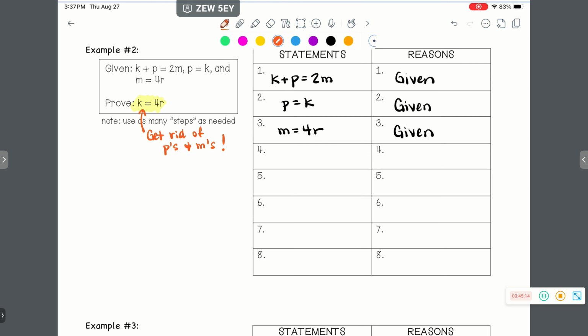Okay, so here we go. We're trying to get rid of P's and M's. We can start anywhere we want. I see a lot of things that are equal. I see that P is equal to K, and I see M is equal to 4R. Well, what can we do with stuff when we know they're equal? You can substitute them in. If I know P is equal to K, can't I put a P in wherever I see a K, or a K wherever I see a P? And if M is equal to 4R, then wherever I see an M, I can substitute 4R because they're equal, so I can substitute them in. So that's kind of where we're going in this problem.